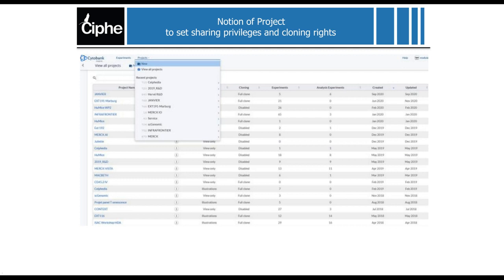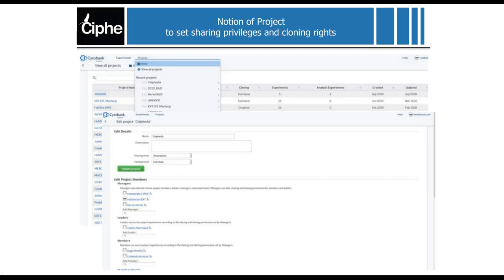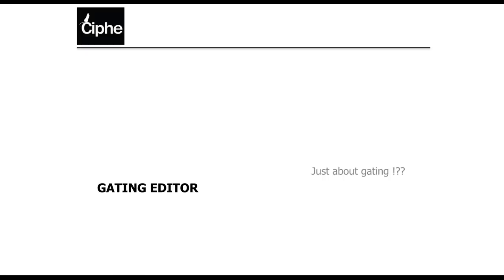Next, you can also share at different privilege levels, and this goes through the definition of a project. To set sharing privileges, you need to create a project, and then you have access to this window where you can define project members as managers, who have all rights to modify and do whatever on the experiment level; leaders, who have a little fewer rights, they can share and clone experiments; and members, who can only visualize data and cannot modify anything. So that was for the experiment manager part.